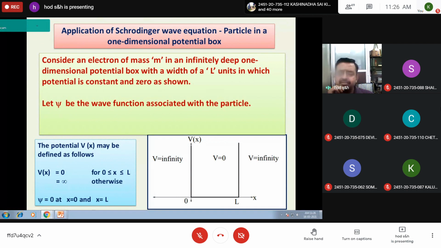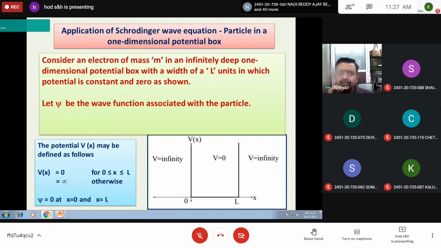To understand this, let us consider a particle like an electron present in a one-dimensional box of length L. Inside the box, the particle is free to move and is called a free particle, and it possesses constant potential. Conveniently, the potential V can be taken as zero. At the boundaries, below zero and above L, the particle has very high potential, which can conveniently be treated as infinity. And psi is the wave function associated with the particle.